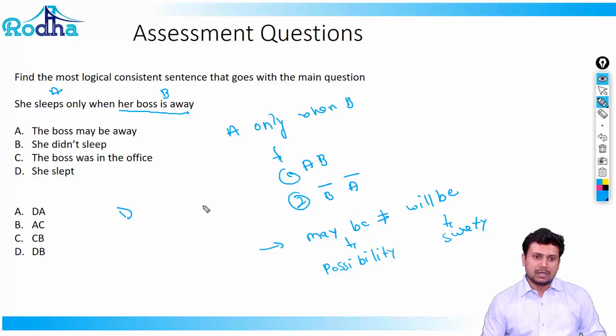They don't match, which means any DA option will be the wrong option, which means we'll have to look for B bar A bar. B bar A bar would mean that when her boss is away. If you negate this, it would mean that the boss is in the office. So it is C. And A bar would mean she sleeping. So opposite of she sleeping will be she is not sleeping. So which option has that? She didn't sleep, which is B. Do you have an option of CB? Yes, you have an option of CB, and that is the final answer. This is a very nice question. I hope you have understood this. Let's go to the last question.